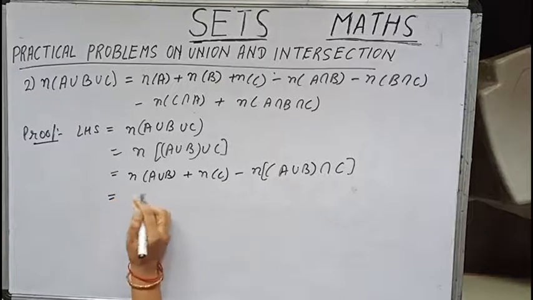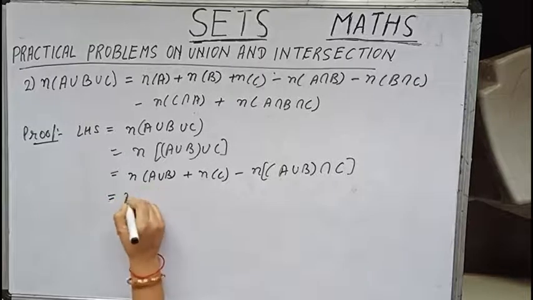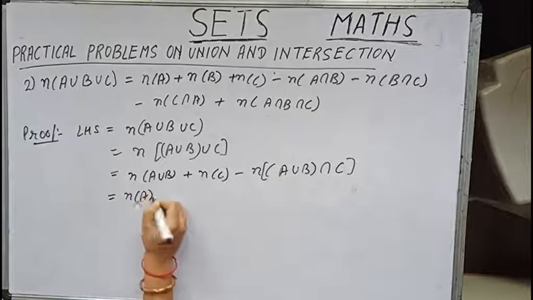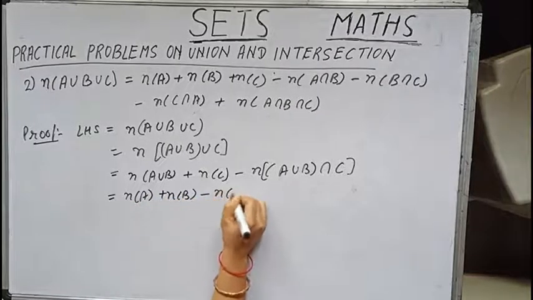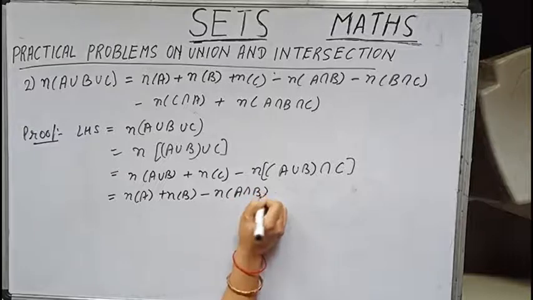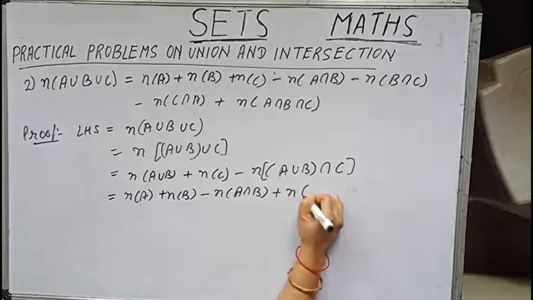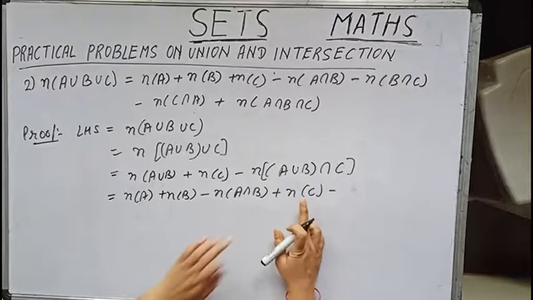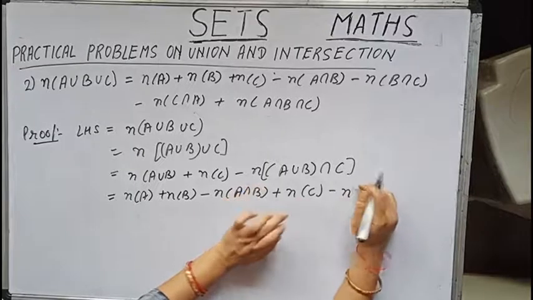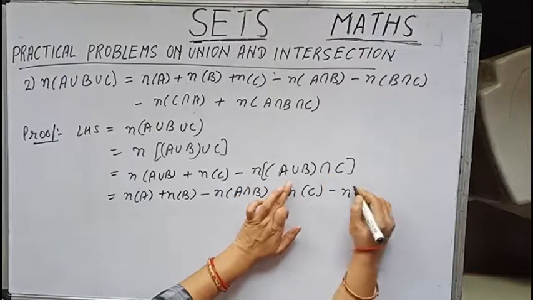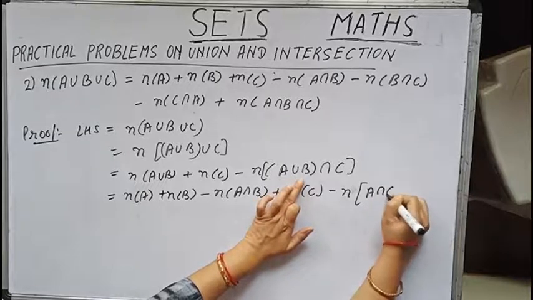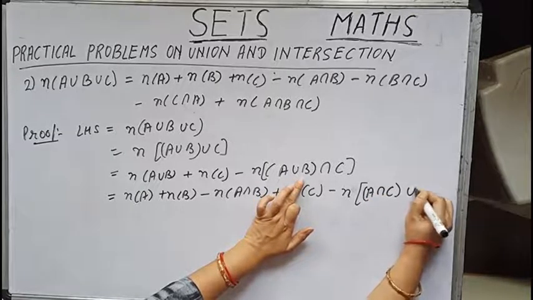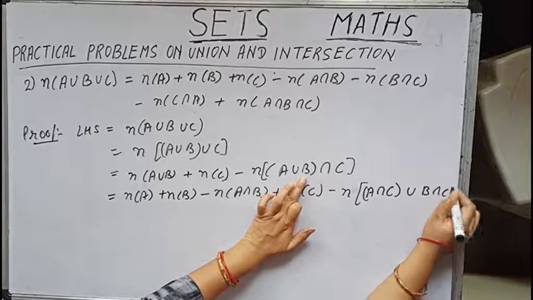Now this we will be expanding. N of A union B, according to the first formula, n(A) plus n(B) minus n of A intersection B, and over here plus n(C). Now for this bracket, we will use the distributive property. So this will be equal to n of A intersection C union B intersection C.